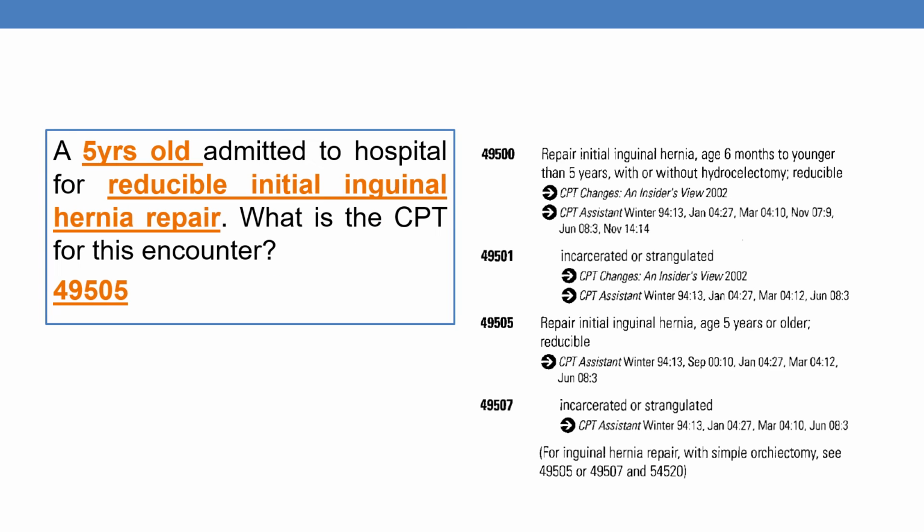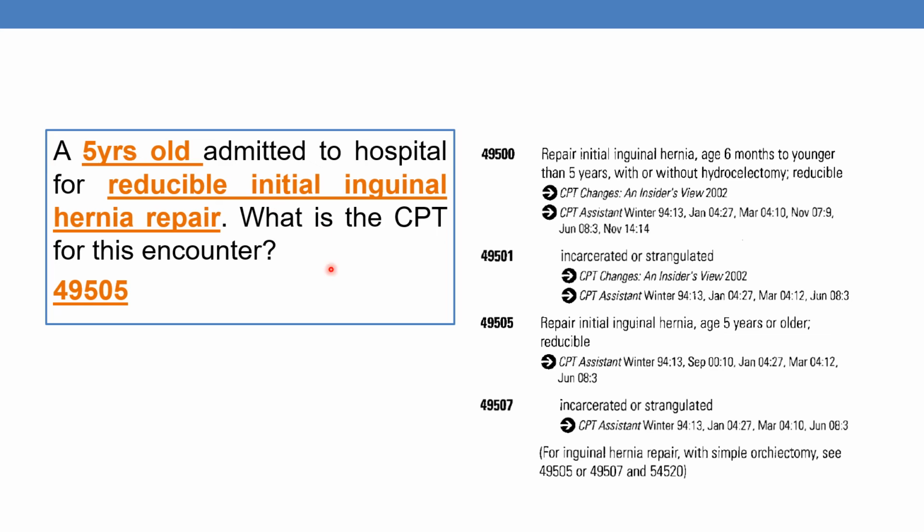Now let us see one more example. A 5-year-old admitted to hospital for reducible initial inguinal hernia repair. It is primary repair, initial inguinal hernia repair, and the age of the patient is 5 years. So you can find under 49500, it indicates the description: repair initial inguinal hernia, age 6 months to younger than 5 years, with or without hydrocelectomy, reducible. Here in our case the patient is 5 years of age.